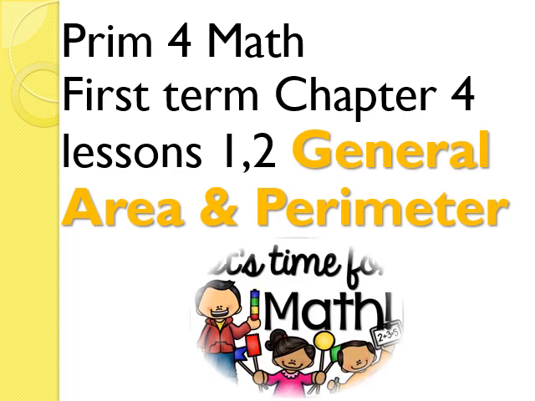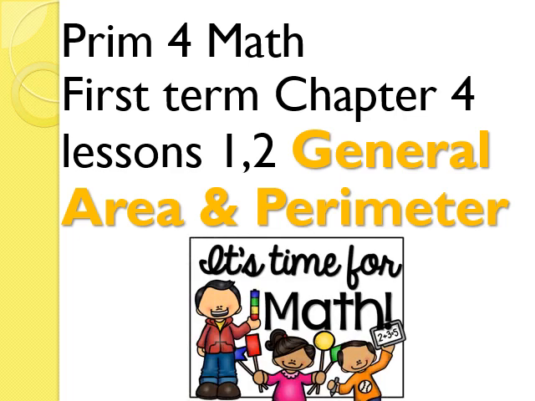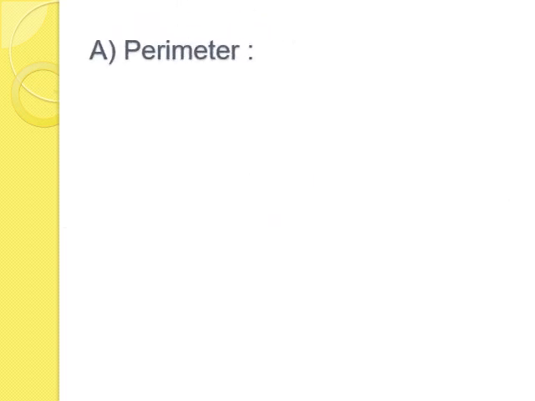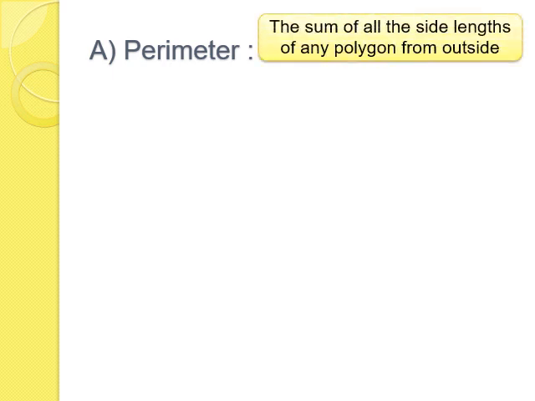For today, it's Unit 4, Lesson 1 and 2. We will talk about area and perimeter. First, we will talk about perimeter. What's the meaning of perimeter? Perimeter is the sum of all side lengths of any polygon.